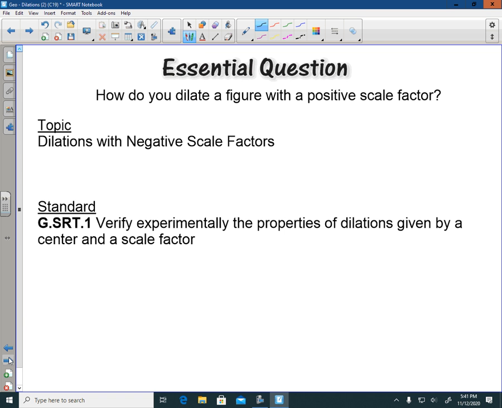Okie doke. Here is your new topic, an essential question. Your topic is dilations with negative scale factors. Your essential question, how do you dilate a figure with a, oh, it says positive. Oh, not reading the slides. This should say negative scale factor. How do you dilate a figure with a negative scale factor is your essential question. Make sure that topic makes it into the table of contents of your notebook along with the page number.